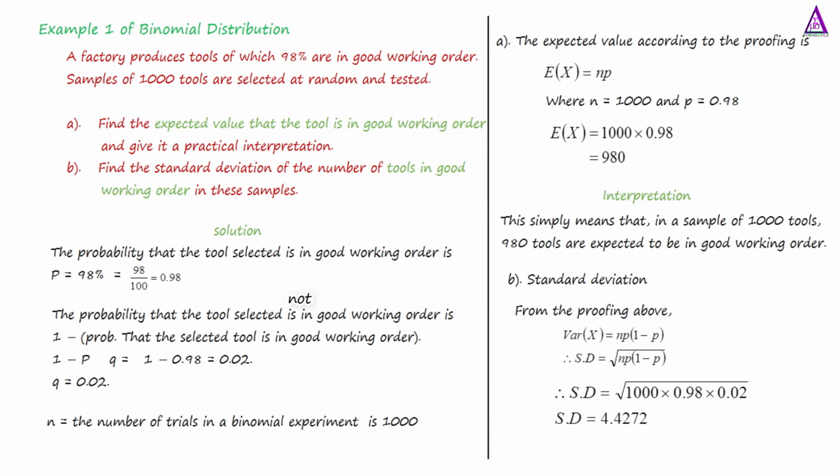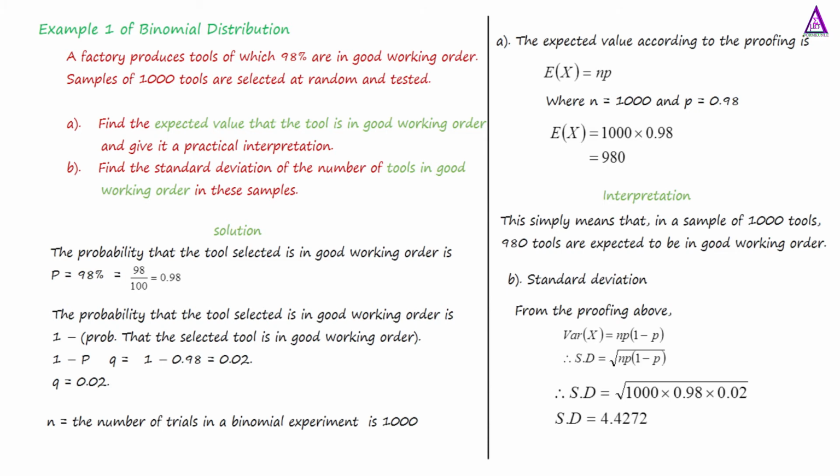The probability that the tool selected is not in good working order is 1 minus the probability that the selected tool is in good working order. The probability that the tool selected is not in good working order is 0.02. n is the number of trials in a binomial experiment, which is 1000.